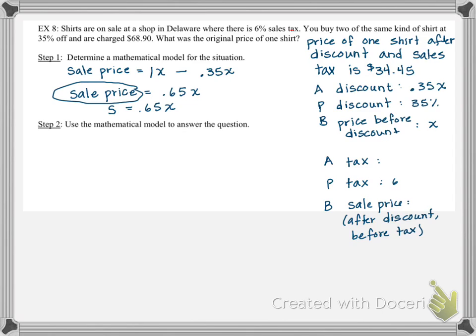So the percent tax is 6%. Do I know the sale price after the discount but before the tax? I don't, right? But up here we called it S. Do we know the amount of the tax? No. We don't. So just like we did in the one above, we're going to use the fact that the amount is equal to the percent times the base and say the amount of my tax is 0.06 times S.